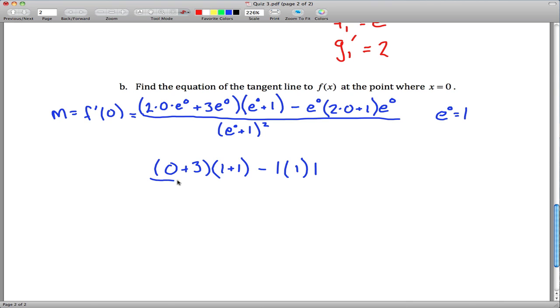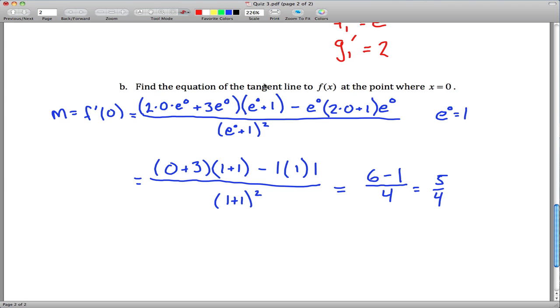I'm trying to leave parentheses so that they match up with what we got up here so it's easier to follow my work. e to the 0 is 1. 1 plus 1 on the bottom, squared. So we got 3 times 2 is 6 minus 1 times 1 times 1, all divided by 2 squared, which is 4. So we got 5/4 finally as our slope.